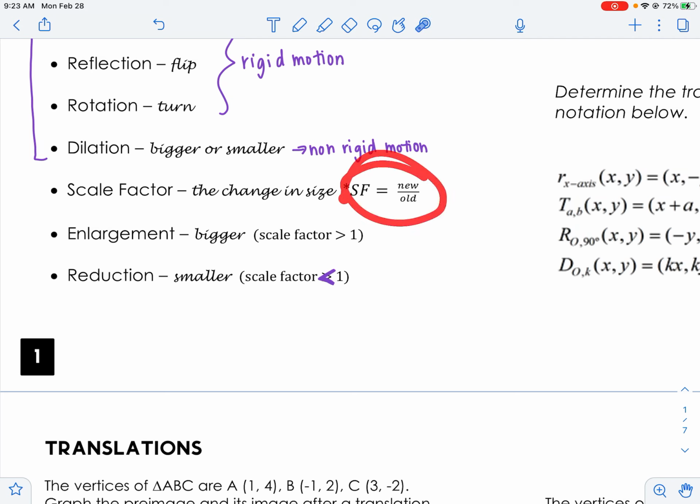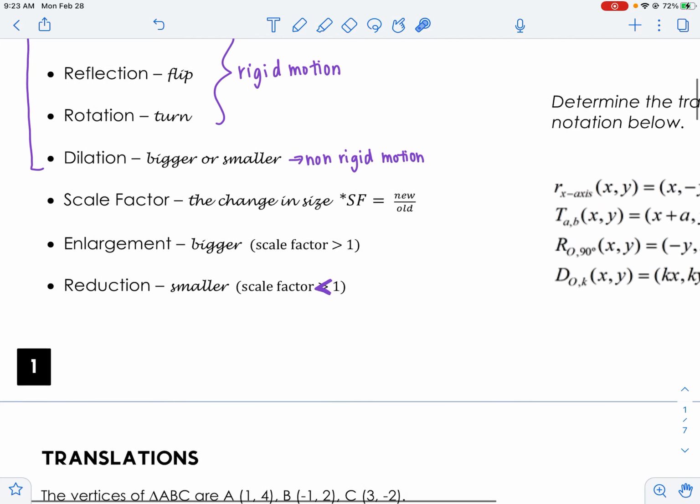And our scale factor formula is right there. It's just new over old. And we'll talk more about that whenever we get to dilations.